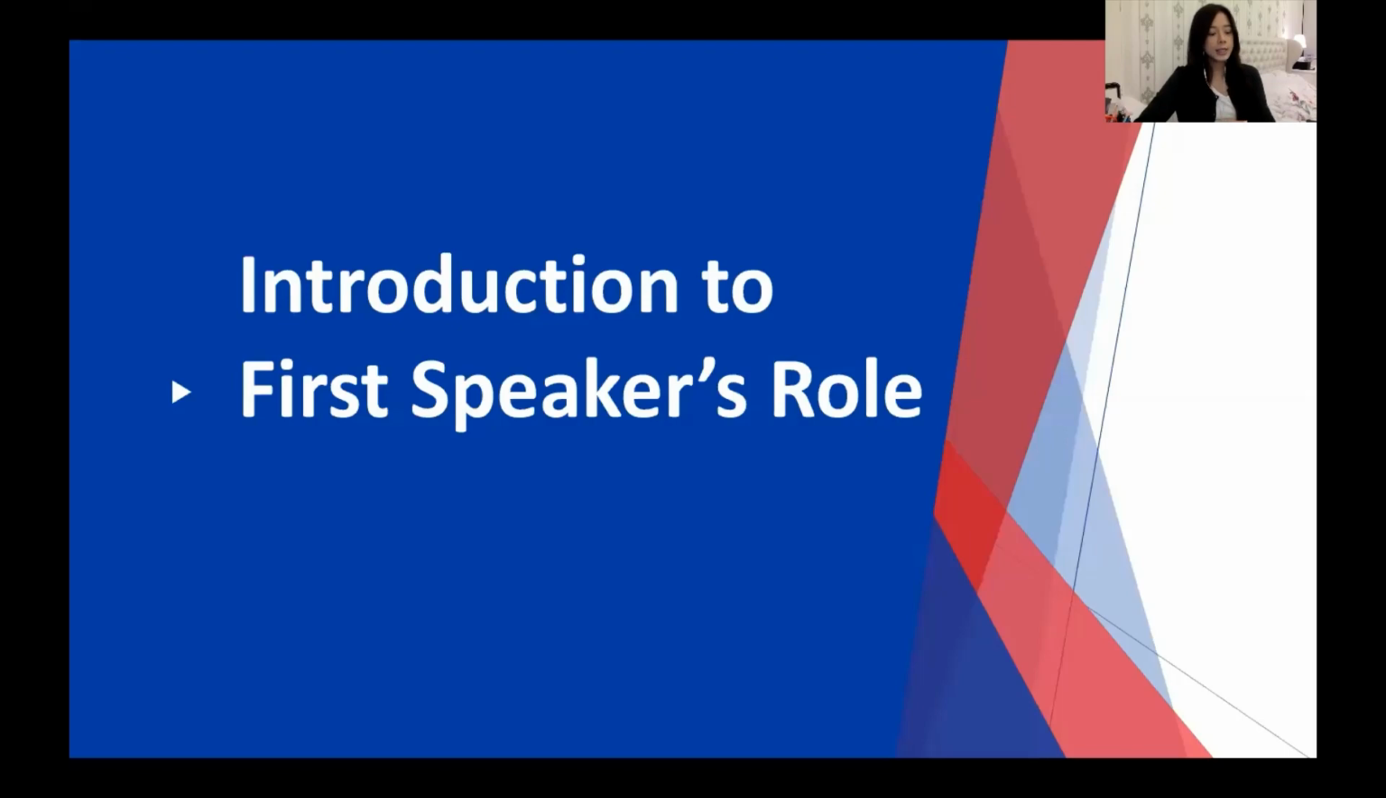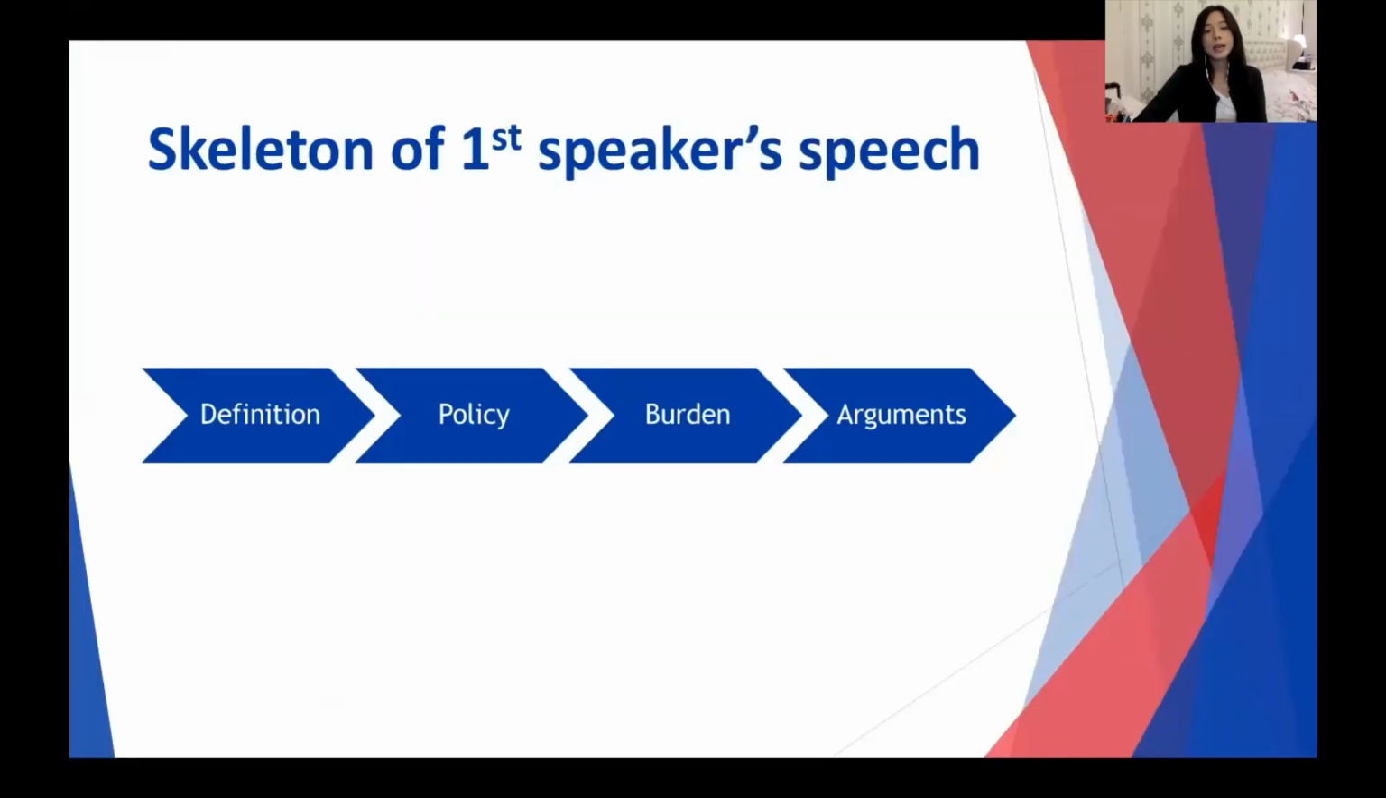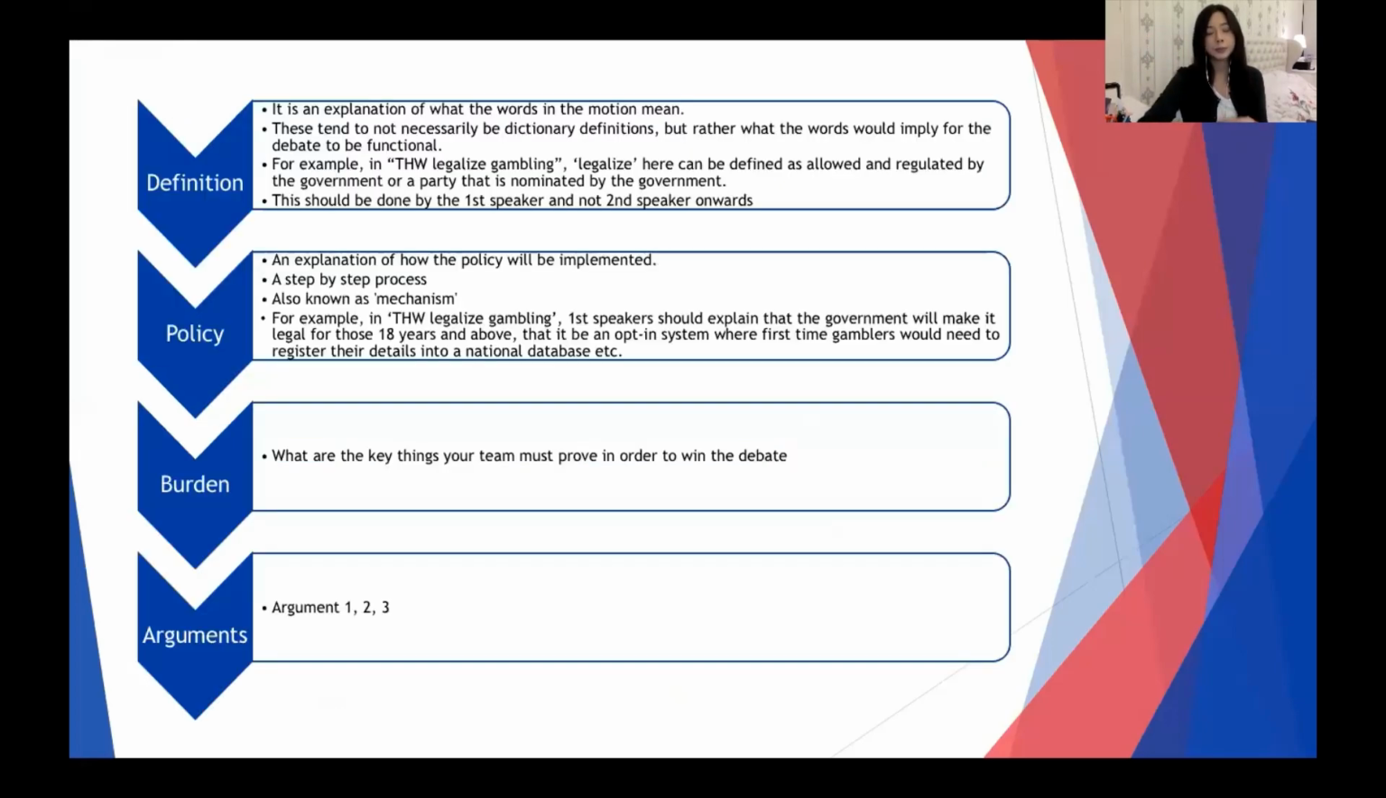So firstly is an introduction to first speaker's role. The skeleton of a first speaker's speech is firstly definition, secondly is the policy to the motion that you are presenting, thirdly, burden, and lastly, arguments. Now we'll be going through this one by one.